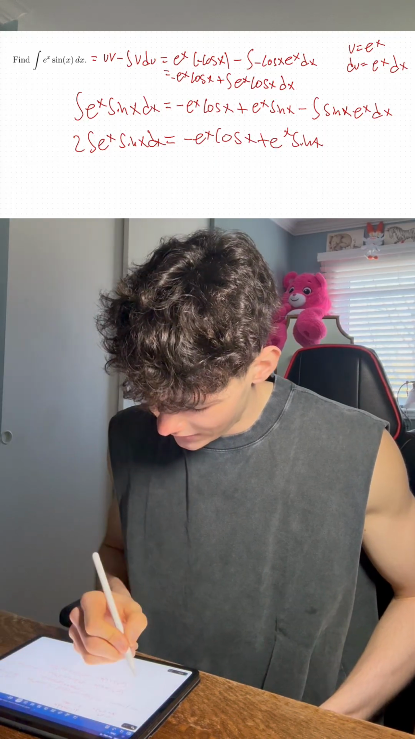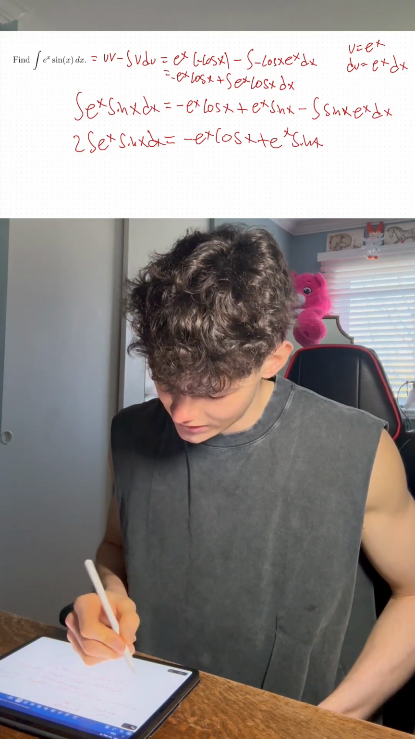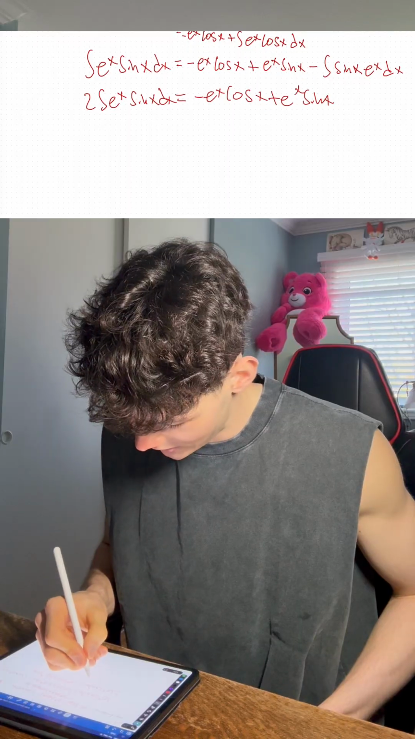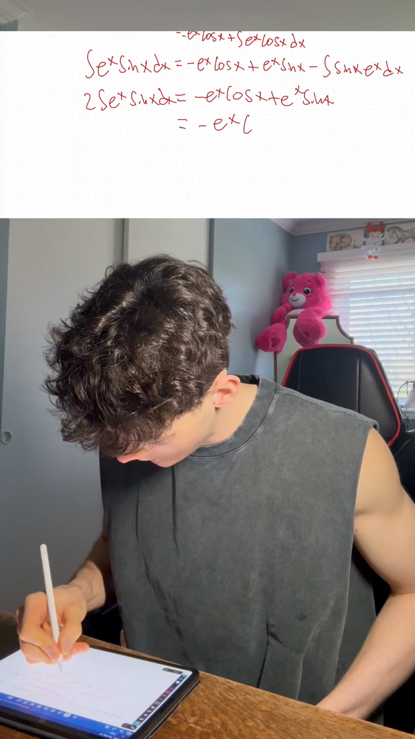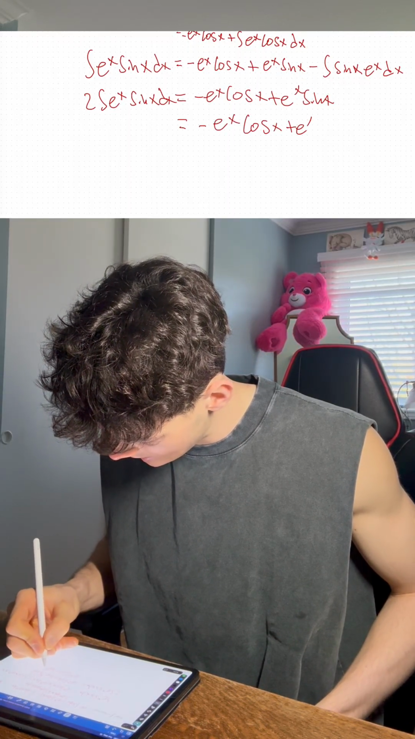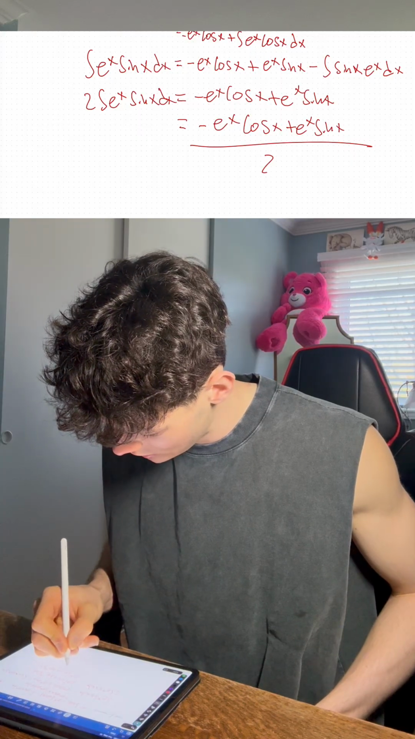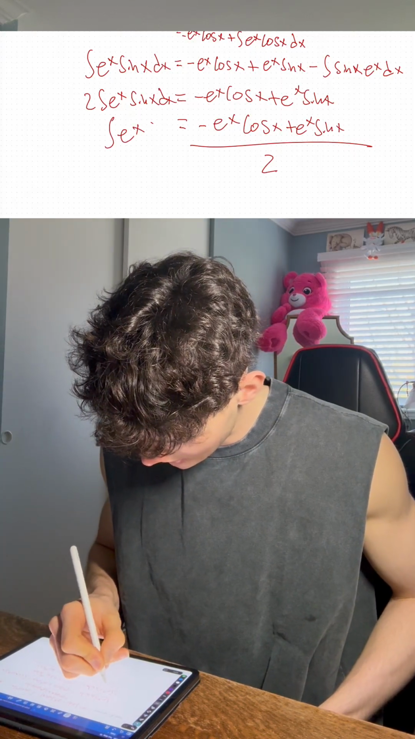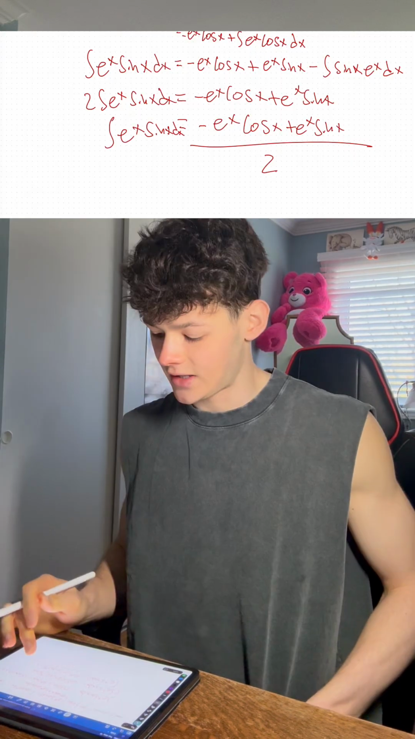Now it's just a matter of isolating this. Well, how do you isolate it? You just divide it by 2. And it's going to give us our final answer: negative e to the x cosine of x plus e to the x sine of x, all divided by 2, is equal to our integral of e to the x times sine of x times dx. That's how you would compute the integral of e to the x times sine of x.